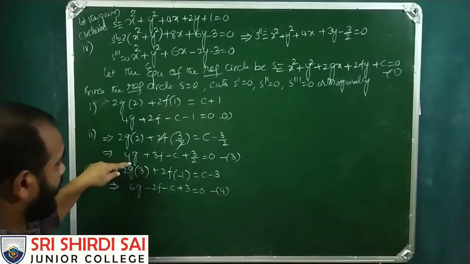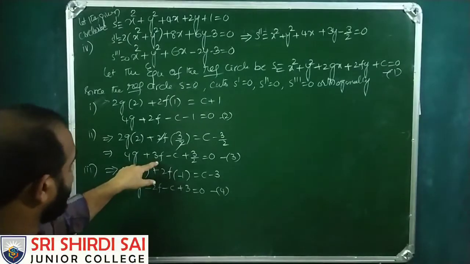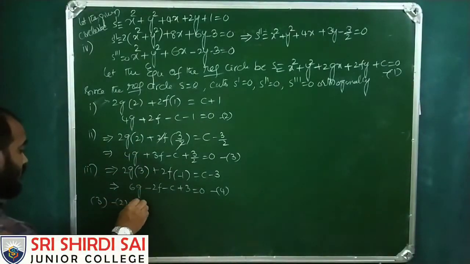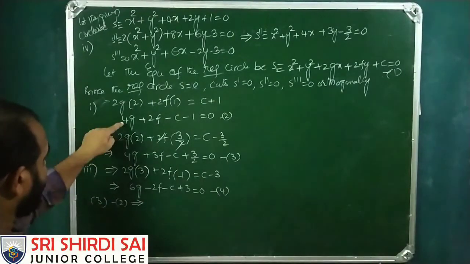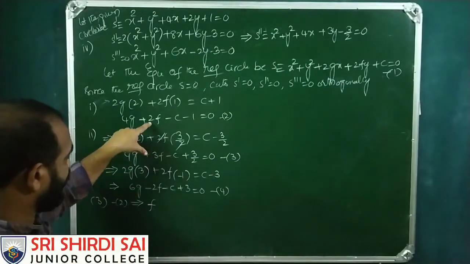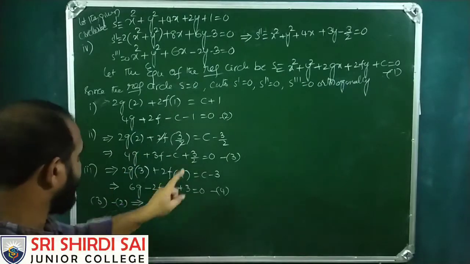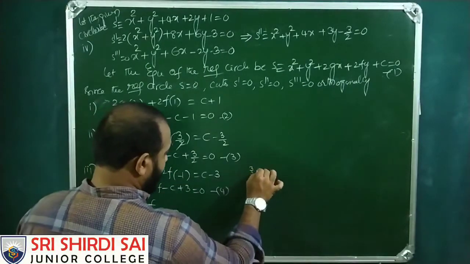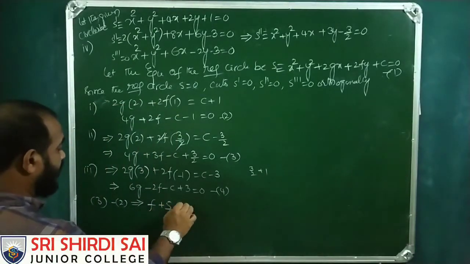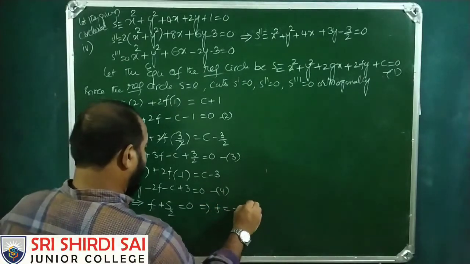Now let us subtract 3 and 2. So 3 minus 2 gives rise to 4g minus 4g gets cancelled. 3f minus 2f is f. Minus c plus c gets cancelled. This is 3 by 2 plus 1. 2 ones are 2 plus 3, 5. So 5 by 2 equals to 0. This is f equals to minus 5 by 2.